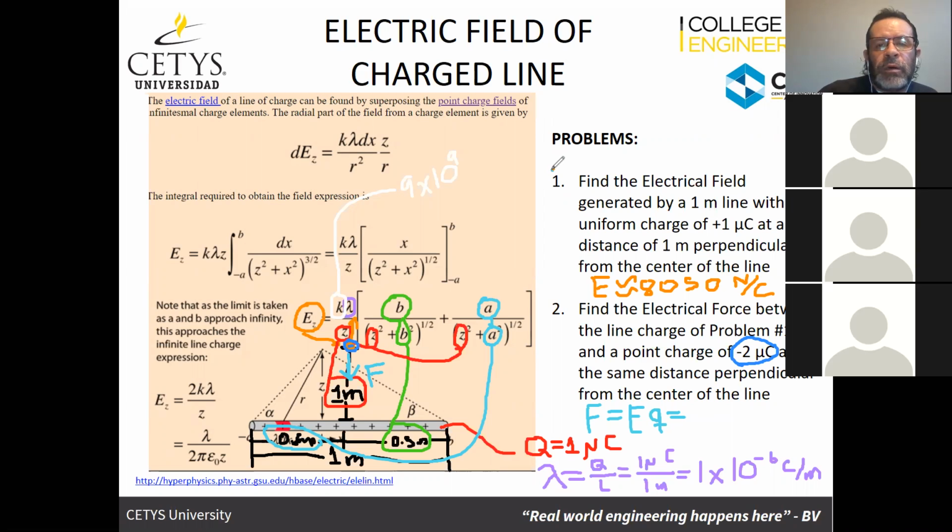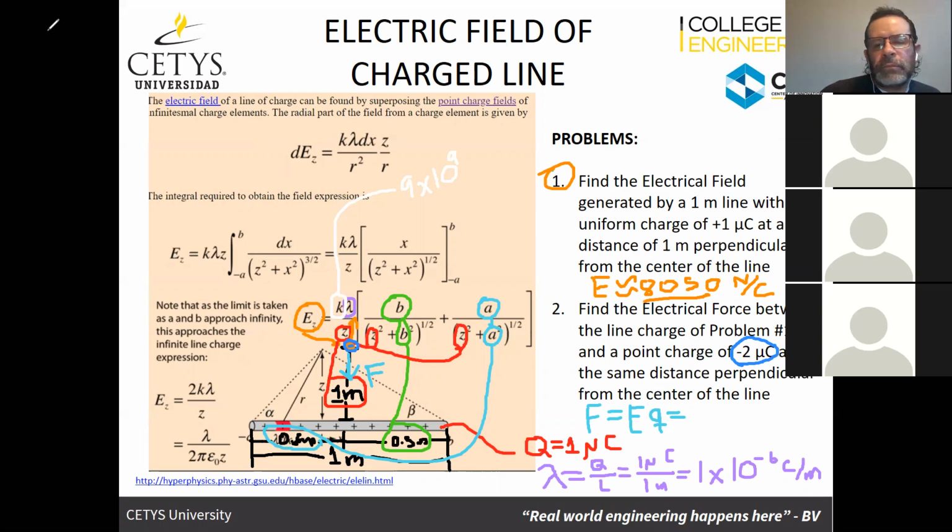This was problem 1. In problem 1, we wanted to find the electrical field that's produced by this line, and we just found it. It's this one. In problem 2, we're placing a negative charge here in the same point, and we want to know what the force is on this negative charge due to the electrical field of the line. How do we calculate that? The force on that electrical charge is going to be the electrical field that we just found multiplied by the charge, which is 2 microcoulombs. And that's what we're trying to find.